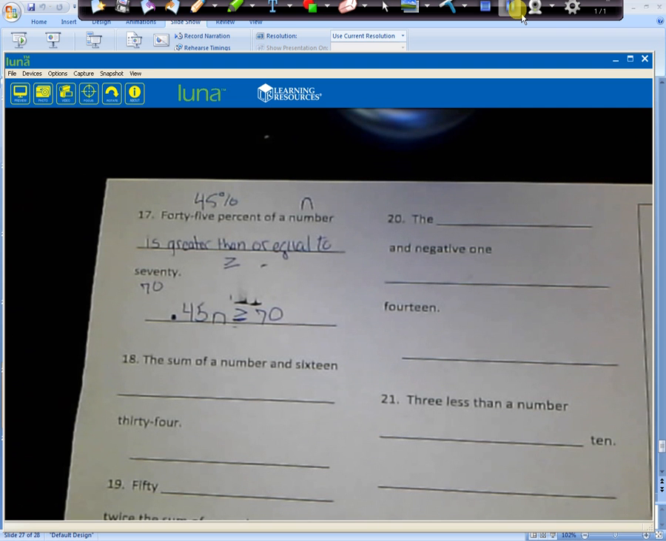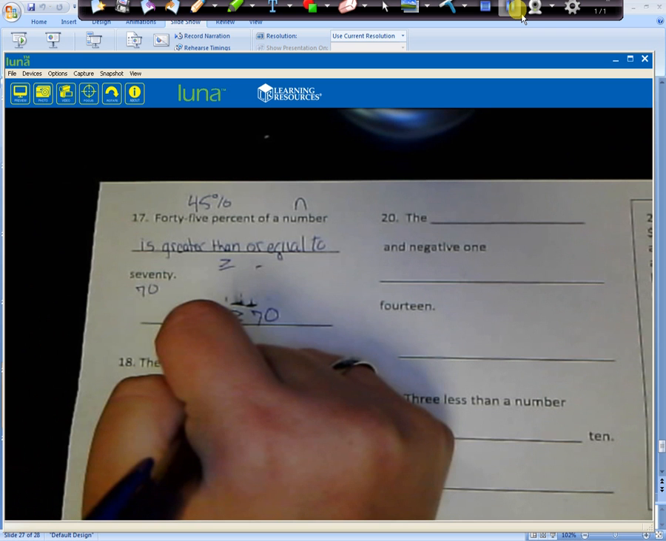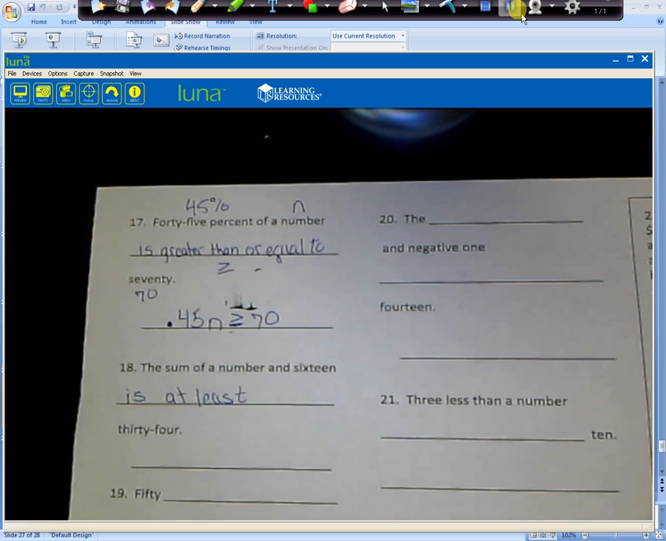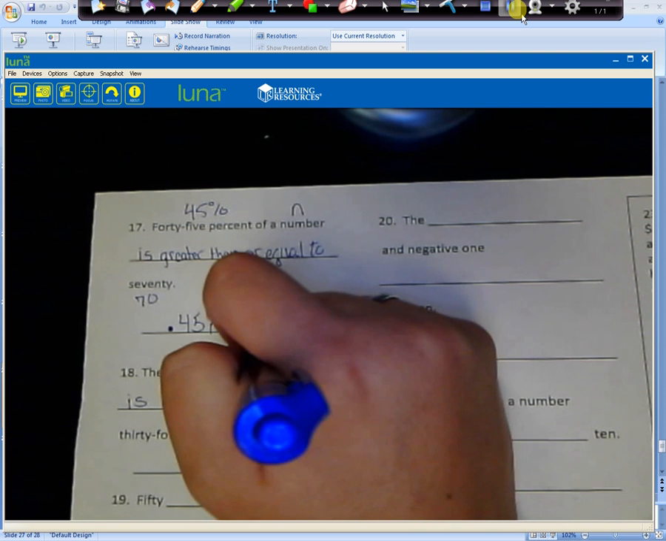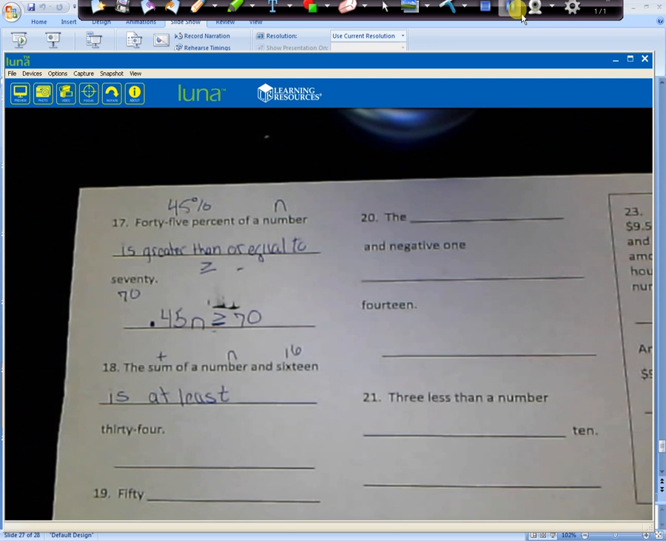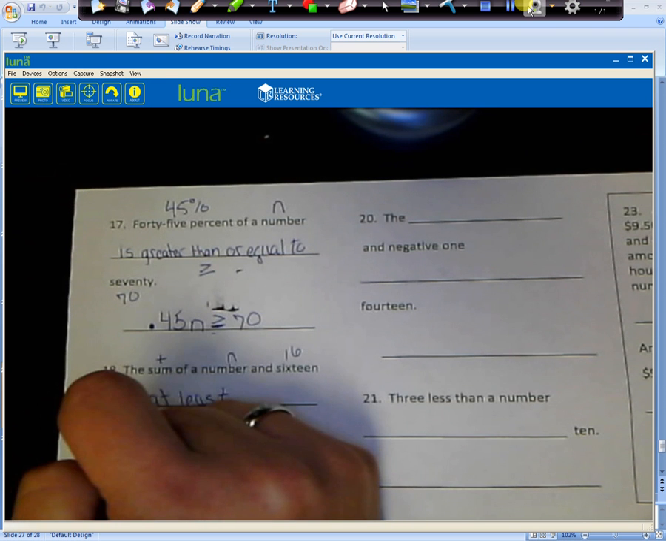All right, we're going to look at 18. The sum of a number and 16 is at least 34. Sum means to add, and a number, and 16. So we're going to add n and 16. The tricky part here is the at least. We see at least, and we automatically think less than or equal to. However, it's not. It is actually greater than or equal to. So at least is greater than or equal to, and then 34.